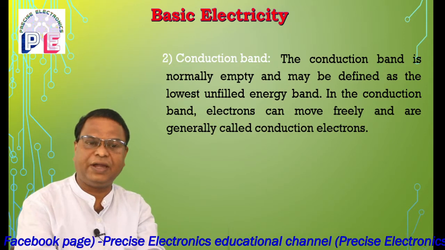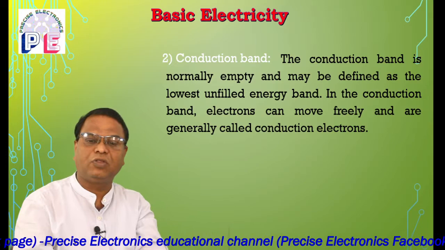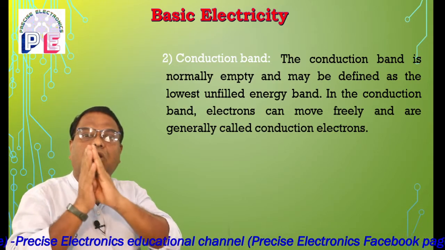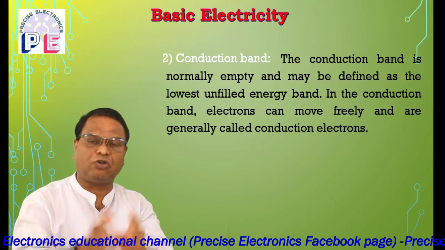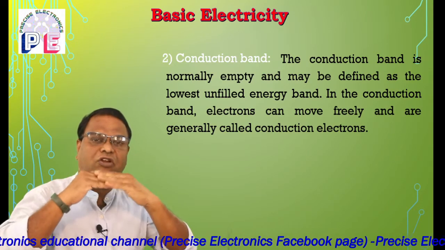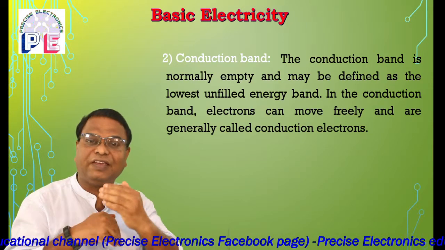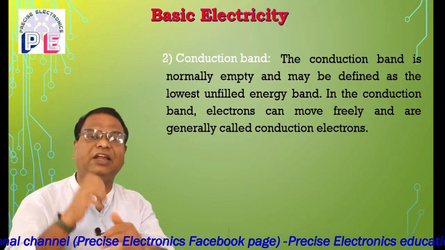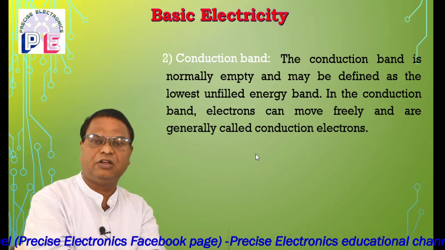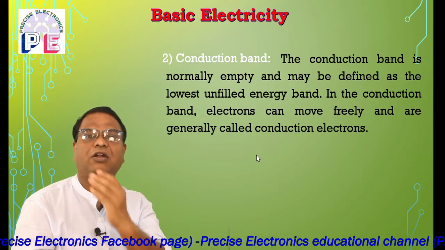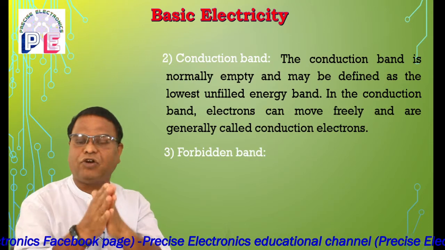So what is conduction band? In normal condition it is empty and it is the lowest unfilled energy band because there are no free electrons. But when the electrons from valence band enter the conduction band, that means when the valence electrons enter the conduction band, those electrons are known as conduction electrons, and they are free to move in that conduction band. The next band, that is forbidden band.